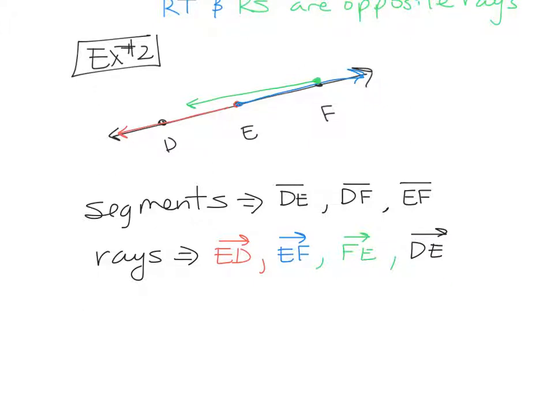How about a pair of opposite rays? I'll give you a hint. There's only one. Ray ED and EF. Right, ray ED. Remember, you have to start at the end point, so E first, and ray EF. Okay?